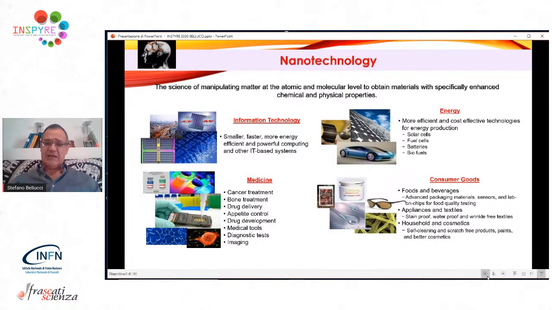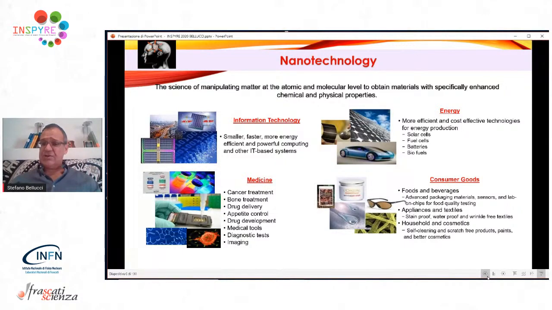We will discuss treatment of cancer diseases, how to apply nanoparticles to the treatment of bone problems, drug delivery, and so on. Diagnostics is a particularly important topic, and we will see there are applications I will not discuss for lack of time, like the improvement of imaging, for instance, echography, by using nano devices and nanoparticles.